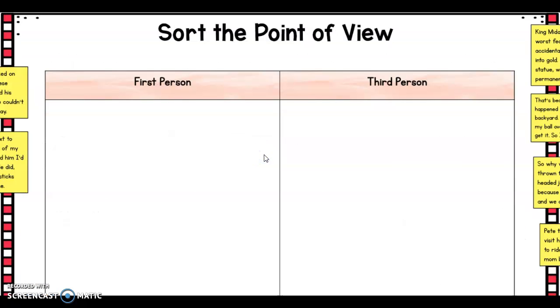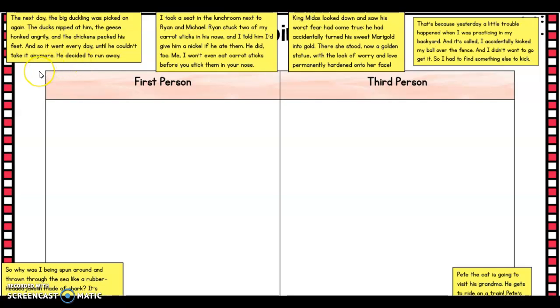So on this slide, we are going to sort through the point of view. Our first box reads, the next day the big duckling was picked on again. The ducks ripped at him, the geese honked angrily, the chickens pecked his feet. And so it was every day until he couldn't take it anymore. He decided to run away. Oh, that's sad. So we are going to look at those key pronouns, those key words to identify is it first person or is it third person narrator.